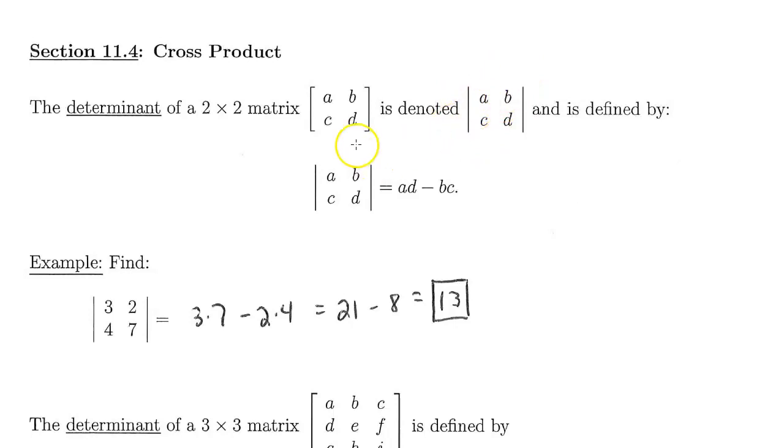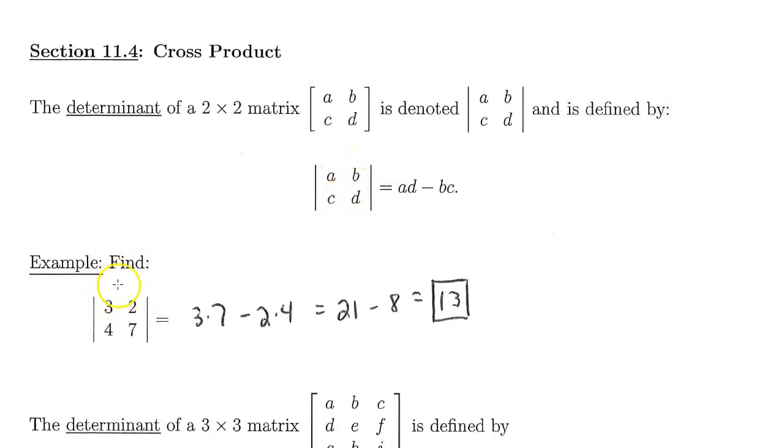Now notice the notation is slightly different between here and here. This is a matrix, and this is the determinant of that matrix. These are like absolute value symbols. These ones have these little notches at the top and the bottom. It's defined by this. So the determinant of this matrix, ABCD, is AD minus BC. So A times D minus B times C.